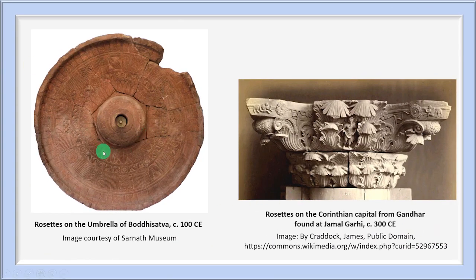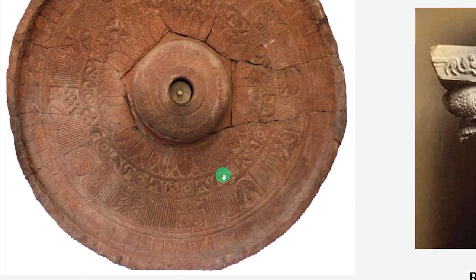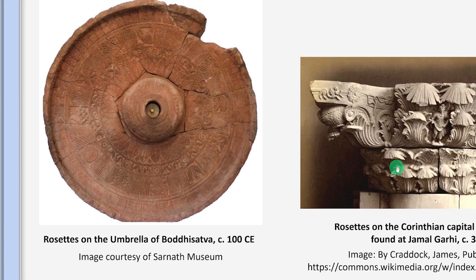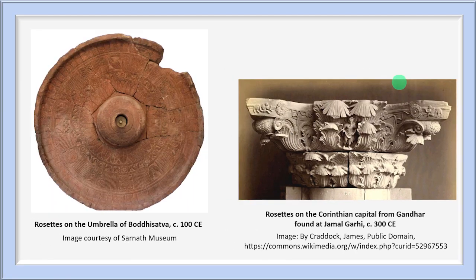Then this is an umbrella of Bodhisattva from Sarnath Museum, and rosettes will be here and here. This is not a very clear picture. For clear picture, I will include a link in the description box where you can go and see the images. Then this is a Corinthian capital from Kandahar, and rosettes are present here. So as I told you, rosettes are an important part of Greco-Buddhist art.